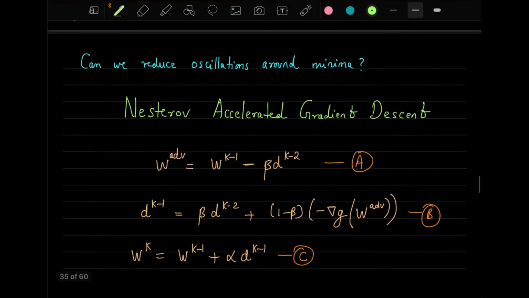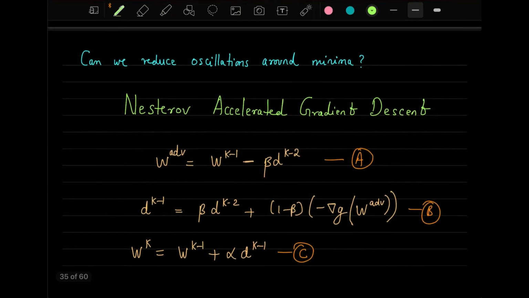If we want to reduce it, we come up with another method. This method was proposed by Nesterov. So Nesterov accelerated gradient descent is the method which actually attacks this type of problem, where you have oscillations near the minima. What they do is they take a first step which they call W advance. They are moving to an advanced W by using Wk minus 1 and the beta dk minus 2. This beta dk minus 2 is the momentum vector that it is taking into account.